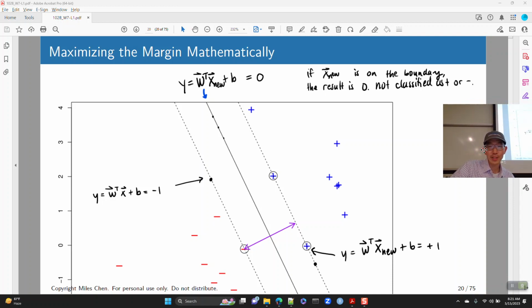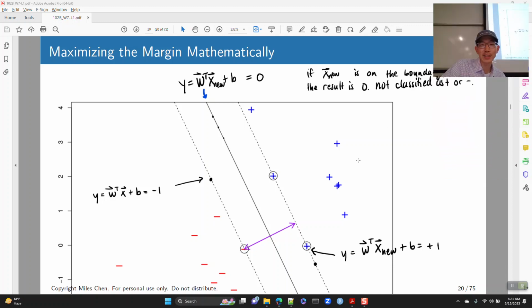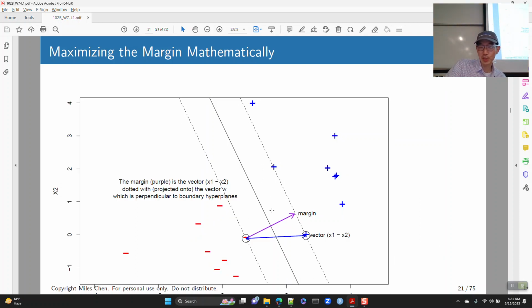So if you do have some new observation and it happens to be exactly on the boundary, then our result is 0, and it's not going to be classified as either plus or minus. But pretty much everything else will fall on the positive side or fall on the negative side. And in our training data, we're going to have a margin between these two things.